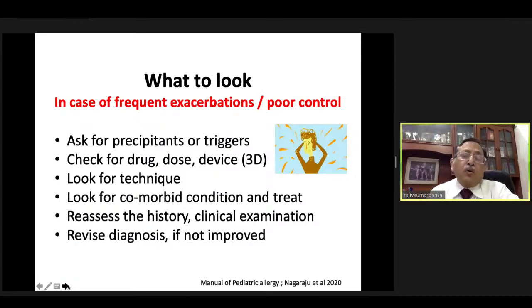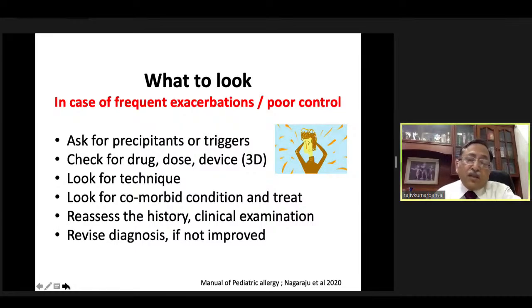So what we have to look for in case of frequent exacerbations or poor control is to ask for precipitant factors from all these patients. Check for drugs: what drug the patient is taking, what's the dose, and the device they are utilizing. These three D's are very, very important. Always look for the technique. Look for comorbid conditions and treat them. Reassess the history and clinical examination at each visit. We have to learn as clinicians to reassess the history and clinical examination.